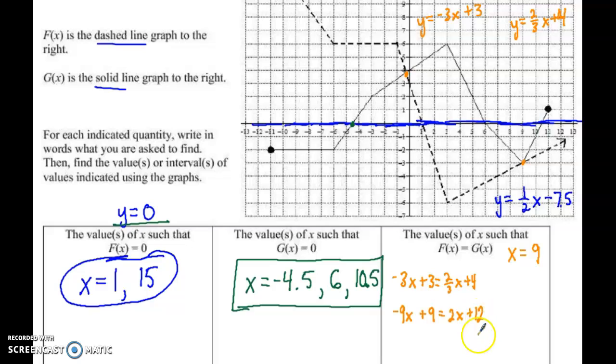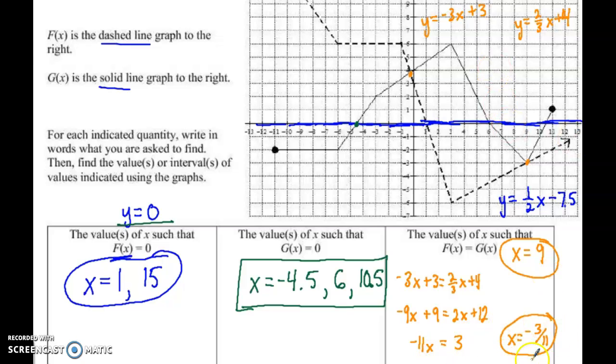That's 4 times 3 is 12. So now I can subtract 2x over here. I can subtract 9 over there. And so I would get x equals negative 3/11, which is certainly better than just guessing. But don't forget about this x value either.